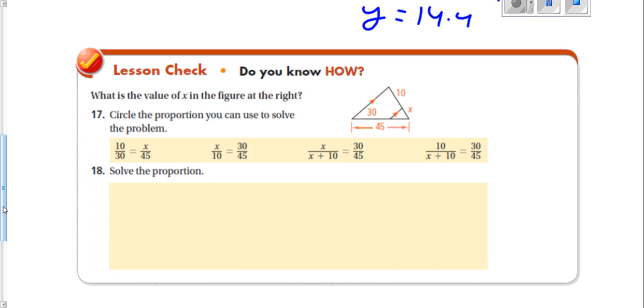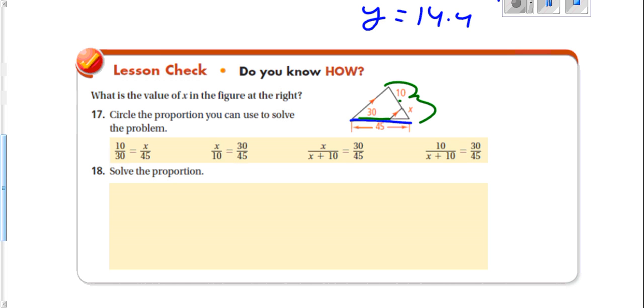Okay, let's talk about it. Lesson check. Do you know how? What is the value of x in the figure at the right? Circle the proportion you can use to solve the problem. Okay, so looking at this, I'm not given part and part. Now, you can, okay, we'll go there in a second. Hold on. So I'm given the whole bottom is 45, and I'm given the part is 30. So that means when I set up a proportion, I have to do the whole thing to one of the parts. Well, I don't know that whole thing, but let's think about it.